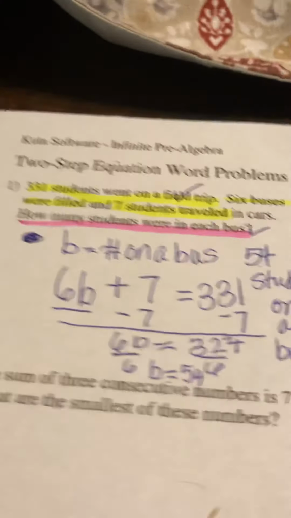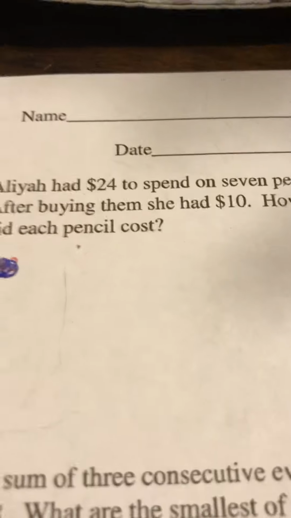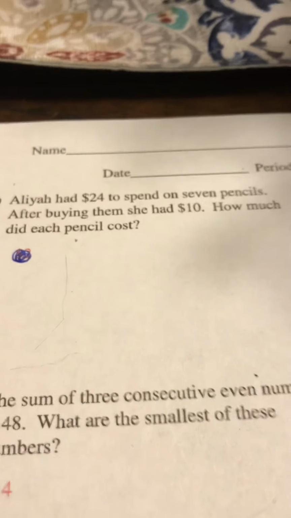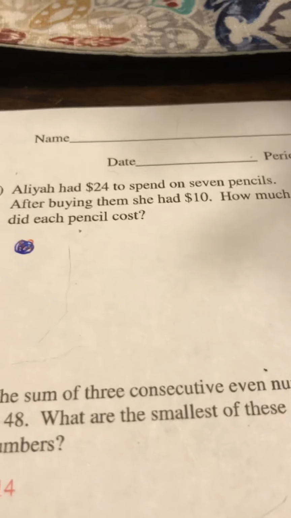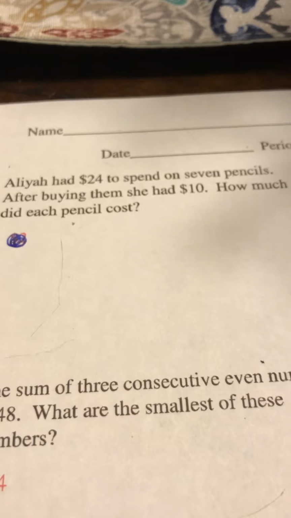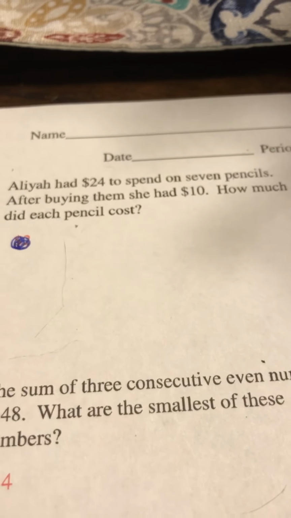Okay. We're going to do one more today because we're just going to do a little math each day. I told you it'd be 5 to 10 minutes. Aaliyah had $24 to spend on 7 pencils. After buying them, she had $10. How much did each pencil cost?